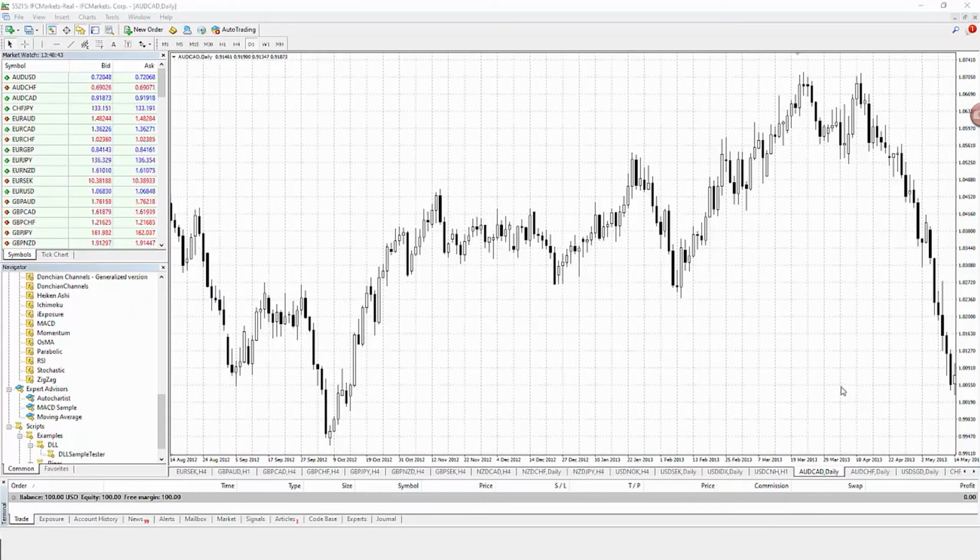Hello, in this video we will identify a double top chart pattern. The double top chart pattern is a trend reversal pattern, and as the name suggests, it is formed by two peaks. The inspection of Australian dollar and Canadian dollar daily chart reveals the presence of two peaks in the upper right hand corner of the chart.